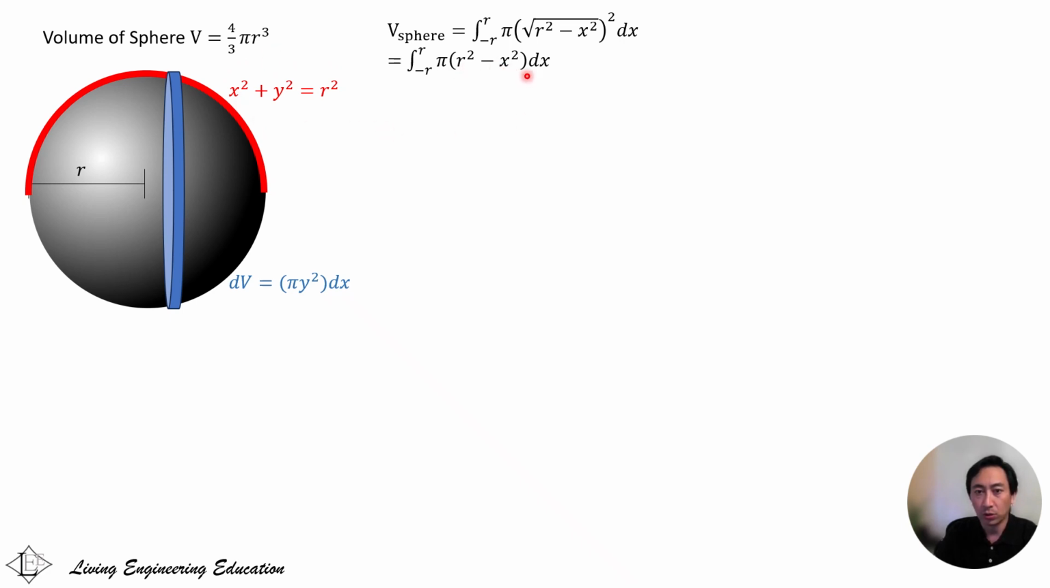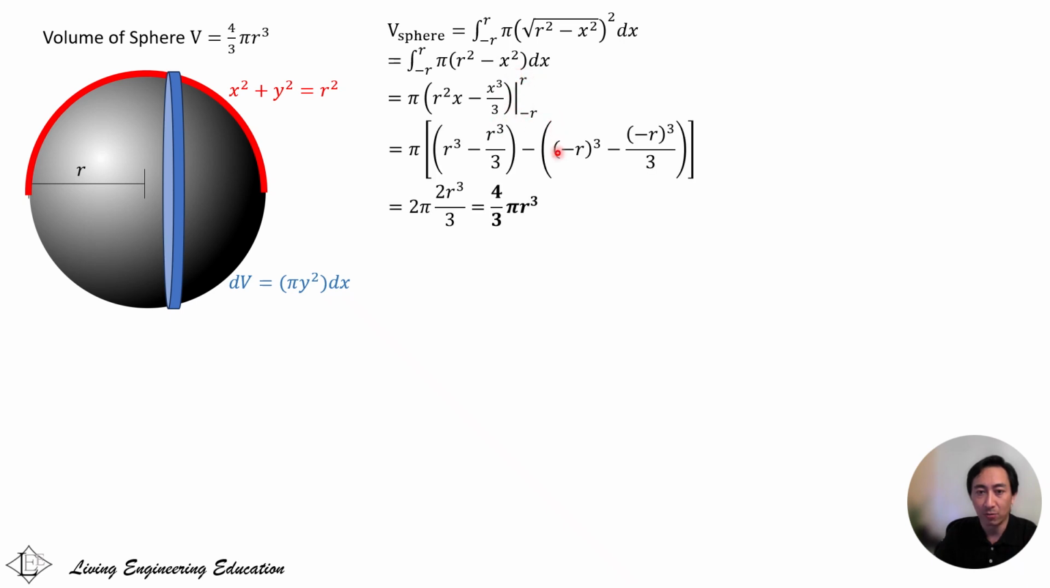All right, so this is with respect to x, not with respect to r, so this is basically seen as a constant. So we get pi times the constant r squared times x, right, minus the integral of x squared is x cubed over 3. Then we apply our lower and upper limits, negative r and positive r. There's my upper limit, there's my lower limit, and then we get 4/3 pi r cubed.